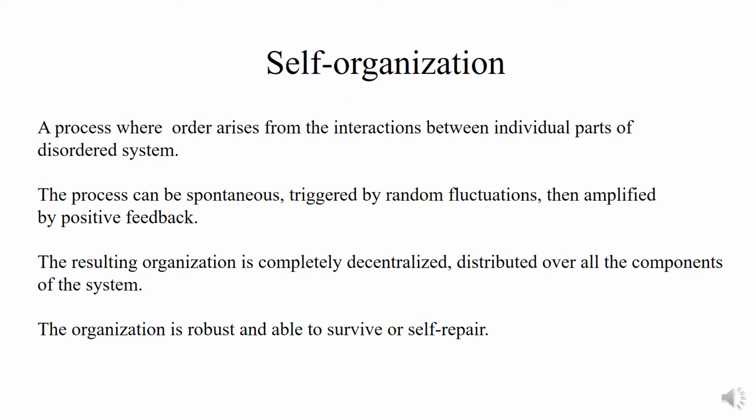The way they achieve this organization is through a process called self-organization. It's a process where order arises from the interactions between individual parts of a disordered system. So it's the interaction of the subparts that leads to organization. The process can be spontaneous, it can be triggered by random fluctuations, and it's then amplified by a system of positive feedback. The resulting organization is completely decentralized.